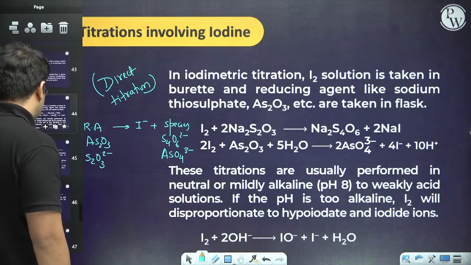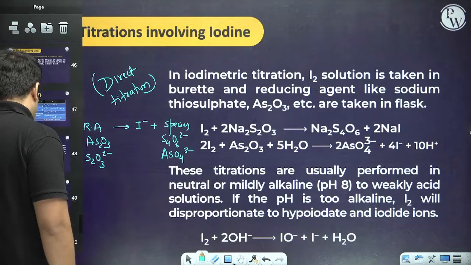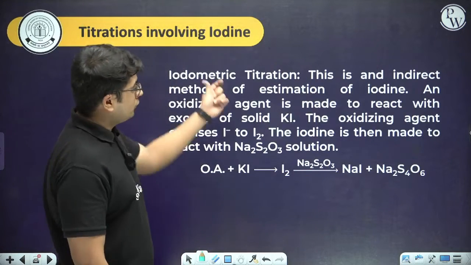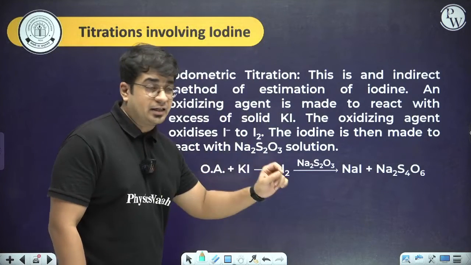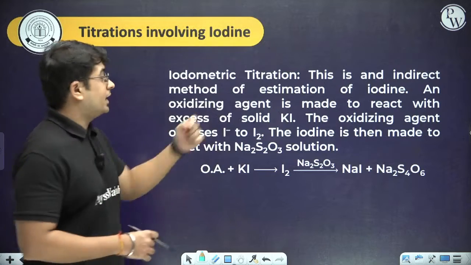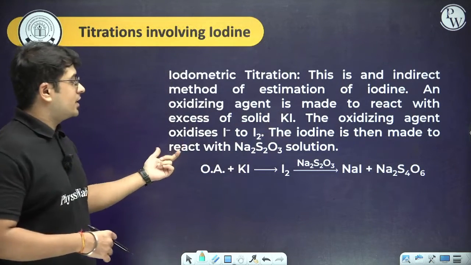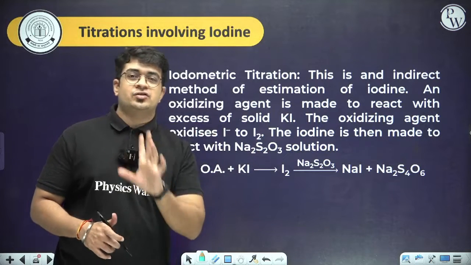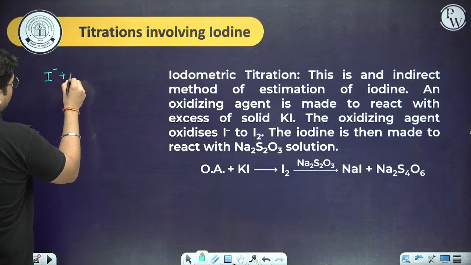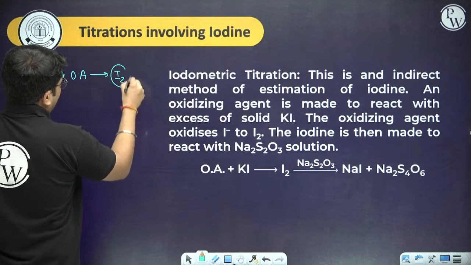Now the next thing, which is very interesting in this particular case, is iodometric titration. Iodometric titration is an indirect form of titration. An oxidizing agent is made to react with excess of solid KI. The oxidizing agent oxidizes I negative to I2. So there is one extra step: you initially start with I negative, and then you need an oxidizing agent so that this I negative can be converted into I2.